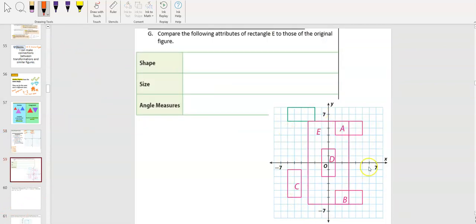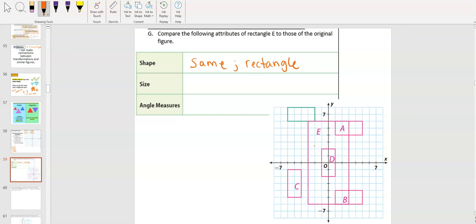All right, so here are our answers, but a little bit more neat and organized. And we are going to use this to answer our last question, which is we're going to compare the original green rectangle here to rectangle E, which is our big transformed dilated rectangle here. So we're going to compare the shape, the size, and the angle measures. Okay, so the shape, well, we started with a rectangle and we ended with a rectangle. So the shape is the same. It's a rectangle.